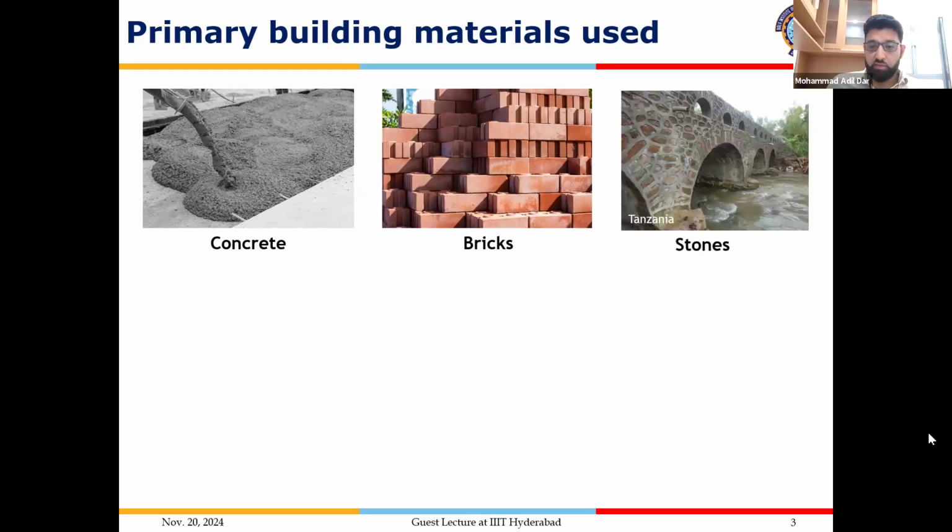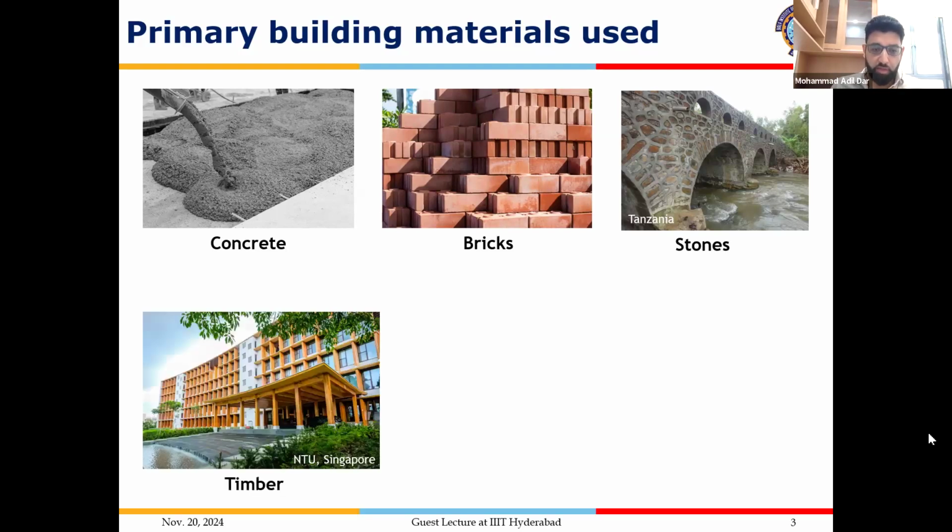Stone masonry structures, now it may be a little astonishing, but wherever stones are available locally, stone masonry structures still continue to be adopted in mass production. Timber. Timber is one of the oldest building materials used, and it still continues to be used. In recent times, they have developed what is known as engineered timber or cross-laminated timber, what we may be familiar with in recent times.